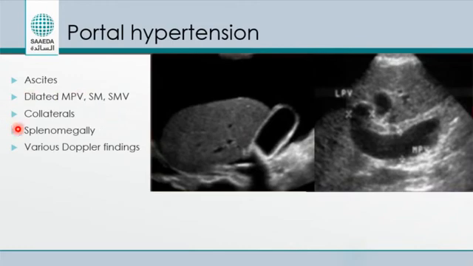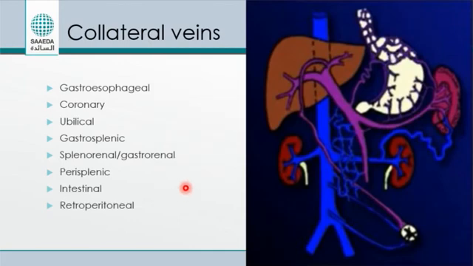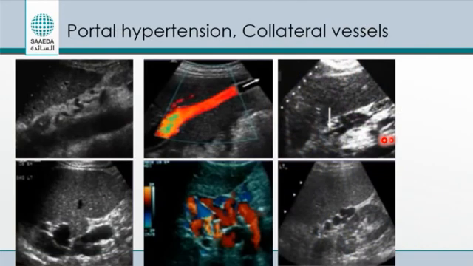Of course, there will be all sorts of collaterals, splenomegaly, and there will be various Doppler findings. We will talk about them in a while. The collateral veins that you might see are the gastroesophageal. These are the first collaterals to open. The coronary vein, you'll see it from the portal or the splenic vein going to the stomach. The gastrosplenic, the splenorenal and gastrorenal, here from collaterals from here and here, and you'll see the perisplenic venous collaterals that you normally don't see, intestinal and retroperitoneal collaterals. For example, you can see here, these are different types of venous collaterals in portal hypertension.